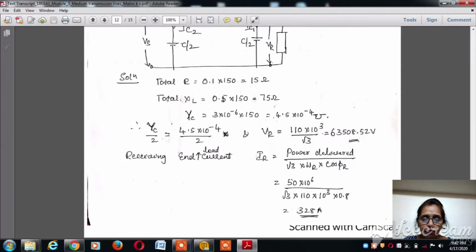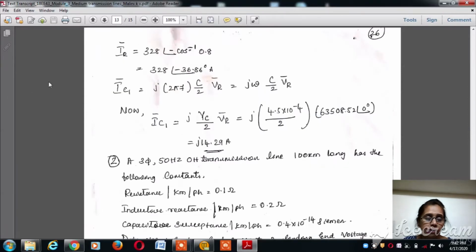Calculate the value of the receiving end current. IR is equal to 328 amperes. But what is the angle? 328 at an angle of minus cos inverse 0.8. Calculate the angle, then IR is nothing but 328 at an angle of minus 36.86 degrees amperes.